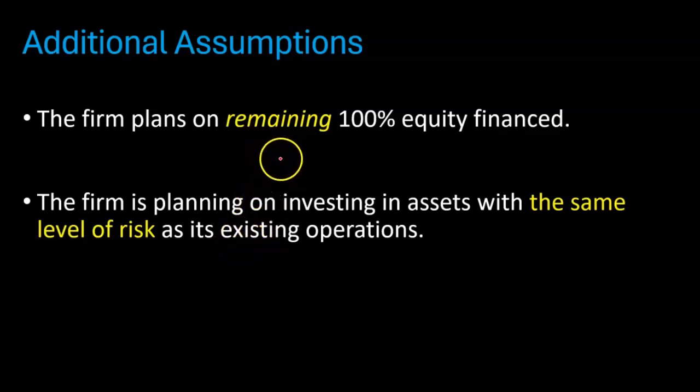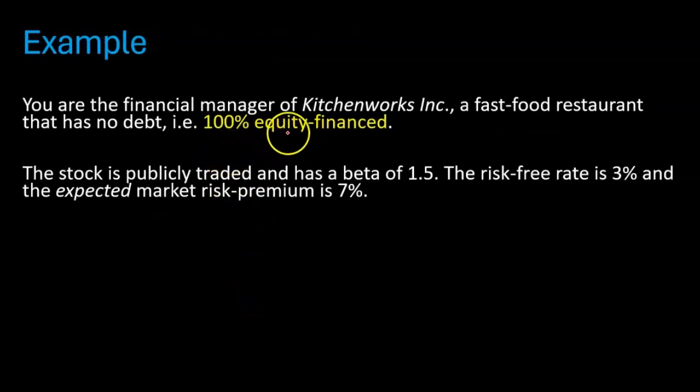So here is the example. So suppose you are the financial manager of KitchenWorks, which is a fast food restaurant, and it has no debt. In other words, it's 100% equity financed. Now, you know that the stock is publicly traded and it has a beta of 1.5. The risk-free rate is given as 3% and the expected market risk premium is 7%. So already you can note that you are given some of the inputs for the capital asset pricing model.